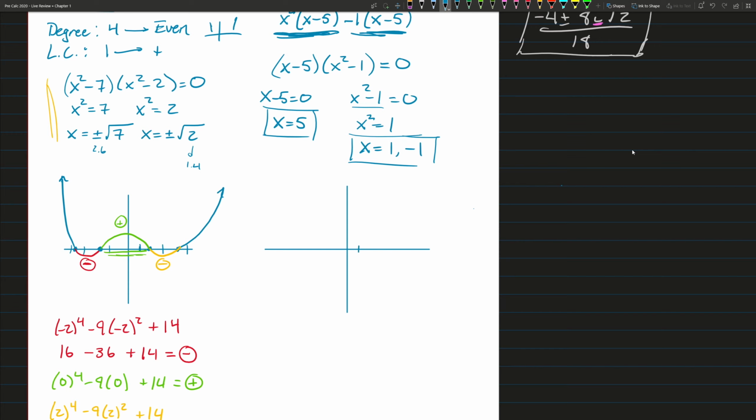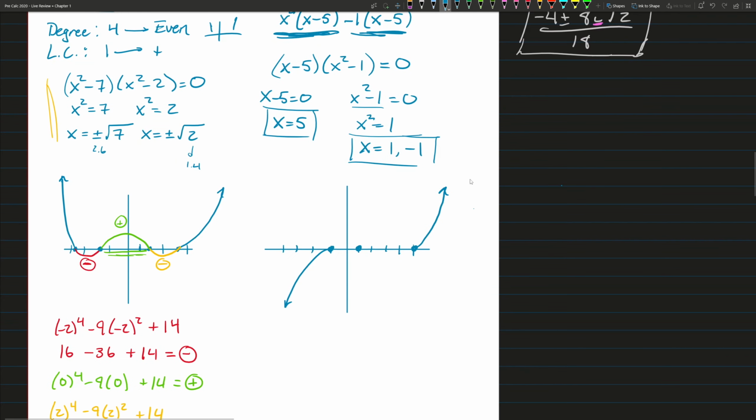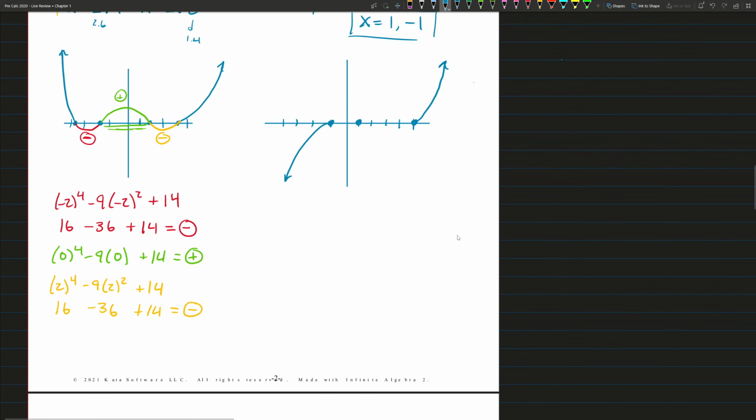Okay, so we plot those points. So we have 5, we have positive 1, and we have negative 1. So those are zeros, and our job is to fill in the rest. Okay, so we know from our end behavior, because this degree is odd with a positive leading coefficient, it's going to go down to the left and up to the right. Then we have to test in between each set of zeros. So we can test in between these two zeros, and then we test in between these two zeros.